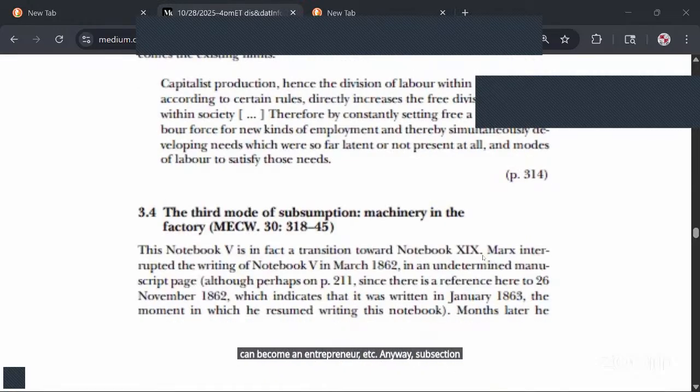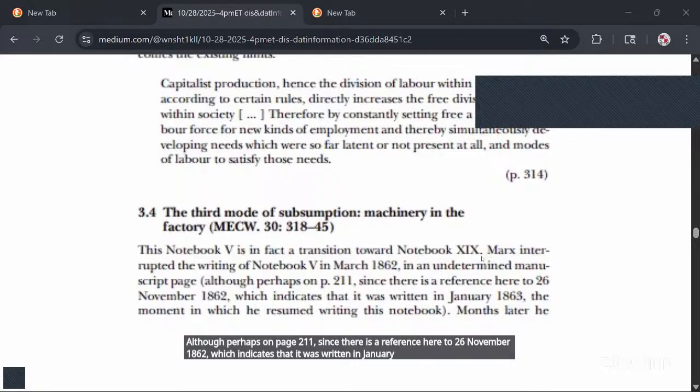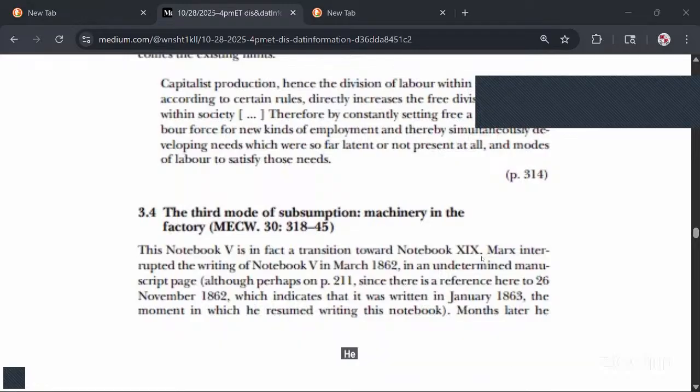subsection 3.4, the third mode of subsumption: machinery in the factory. This notebook 5 is in fact a transition towards notebook 19. Marx interrupted the writing of notebook 5 in March 1862 in an undetermined manuscript page, although perhaps on page 211, since there is a reference here to 26 November 1862, which indicates that it was written in January 1863, the moment in which he resumed writing this notebook.